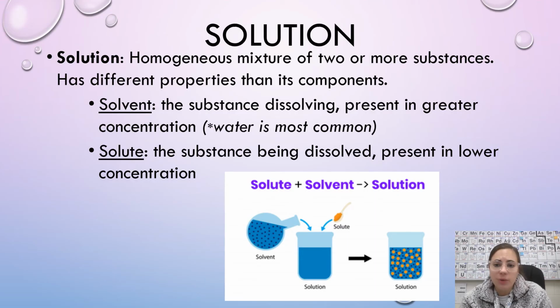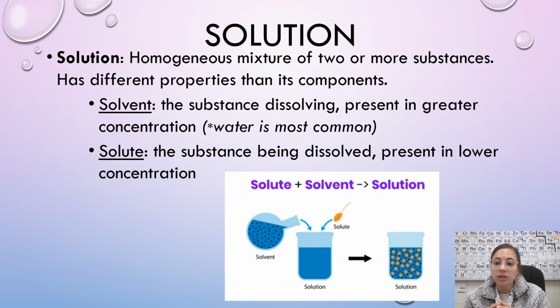So first of all, we need to review the concept of a solution. A solution is a homogeneous mixture of two or more substances. Homogeneous means that it is the same throughout. This is in contrast to a heterogeneous mixture, which is going to be different throughout. So for a heterogeneous mixture, think of sand. A homogeneous mixture, you can think of coffee, sweet tea, vanilla ice cream. It's going to be the same throughout the whole sample.